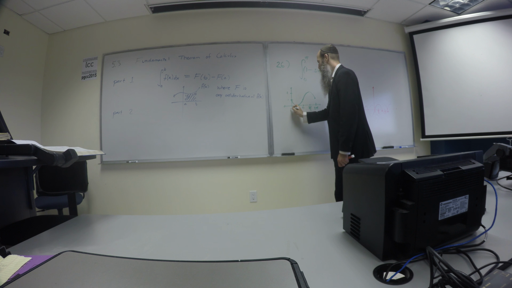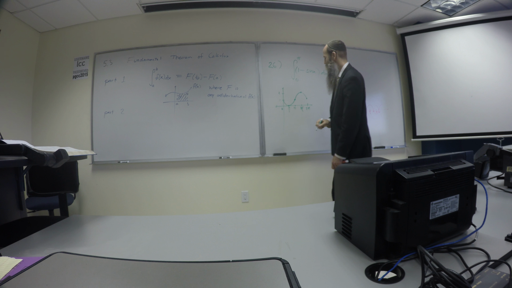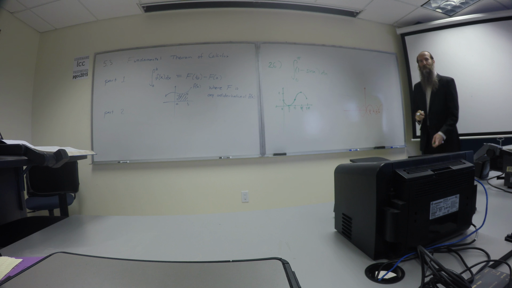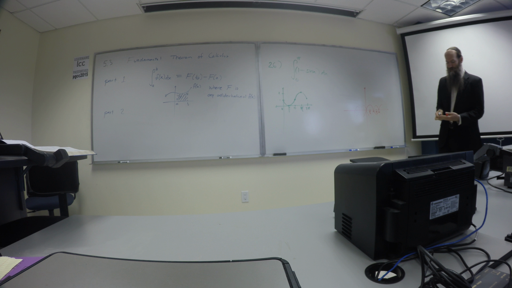We only need 0 to pi, though. So 0 to 2 pi, we have this expression. There. Right? Flipped and raised up 1. That's our graph. Now we're supposed to find the net area from 0 to pi, so we have to shade this in now.